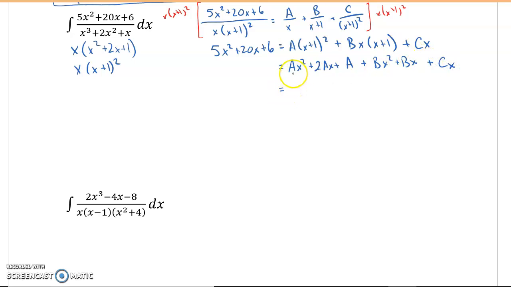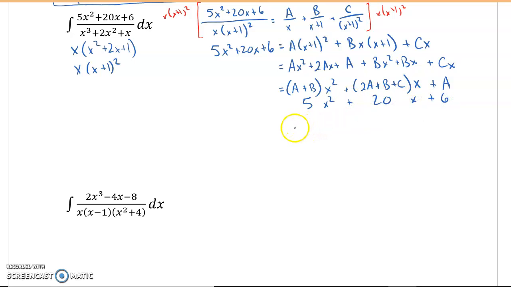And then we can regroup this. We've got Ax squared plus Bx squared, so A plus B times x squared. We've got 2Ax, and we've got Bx and Cx, so 2A plus B plus C is all being multiplied by x. And then the only constant we have is A. That's equal to 5x squared plus 20x plus 6. So A plus B equals 5. 2A plus B plus C equals 20. And then mercifully, A equals 6.